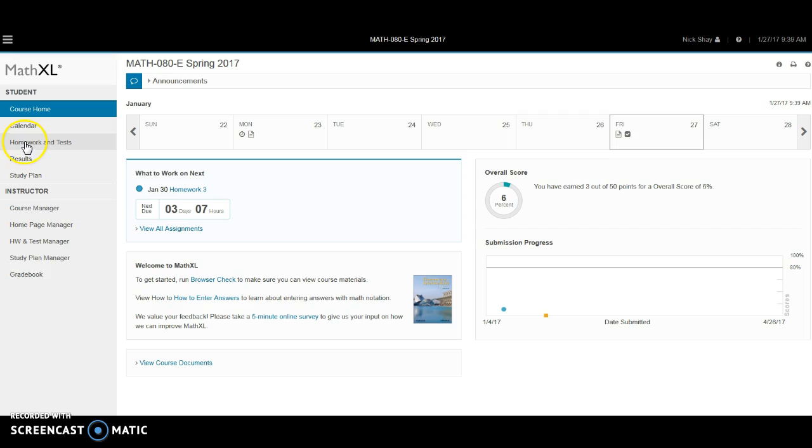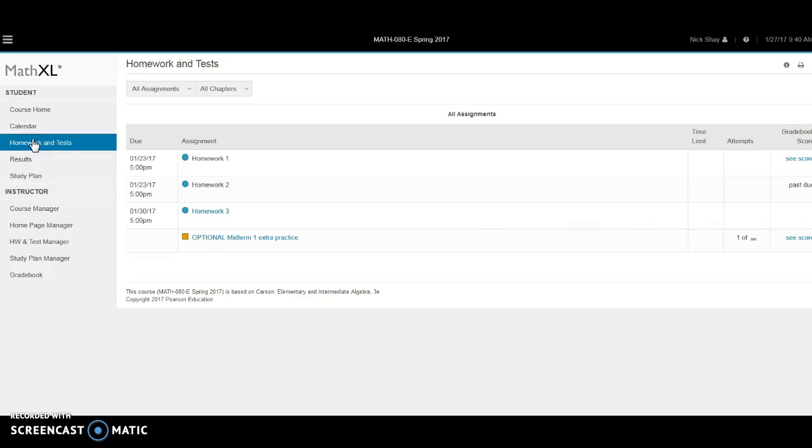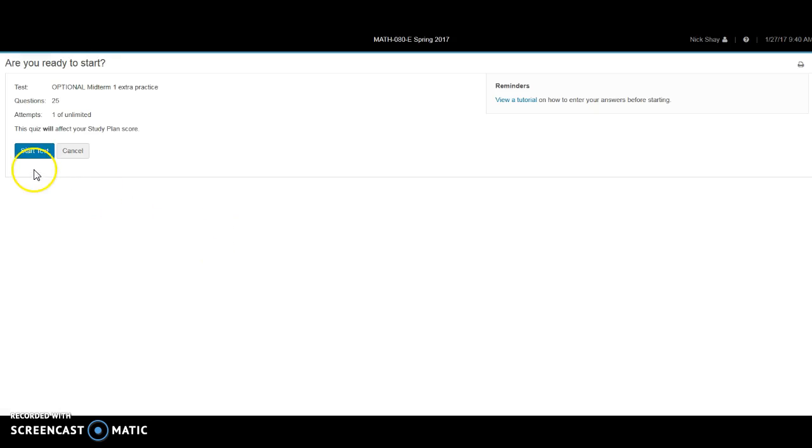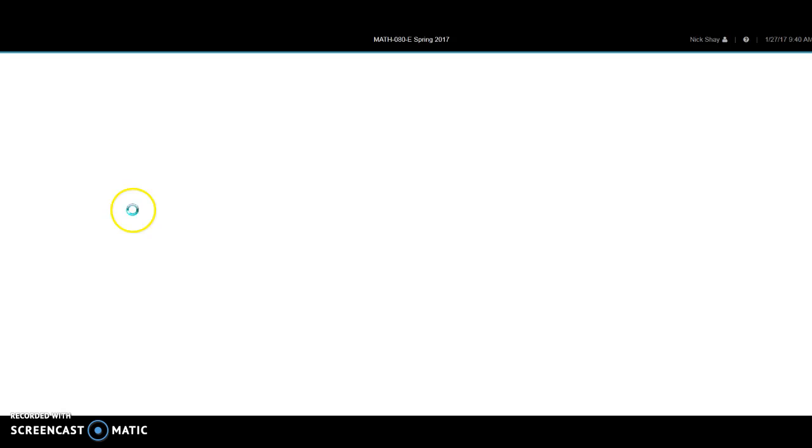So let's start there. When we go to homework and tests in our MATH-080 site, you're going to see down here it says optional midterm 1 extra practice. I want to stress that this is not worth points, but you'll make points up when you get the questions right on the test next Wednesday. So it's worth taking the time to do if you're studying and you want to do something other than the paper and pencil midterm review. I'm going to go ahead and click Start Test here.